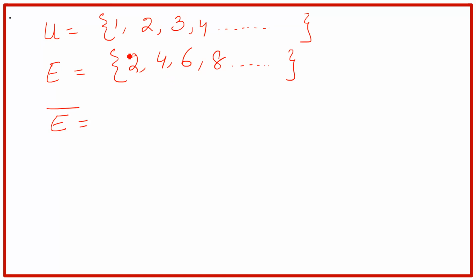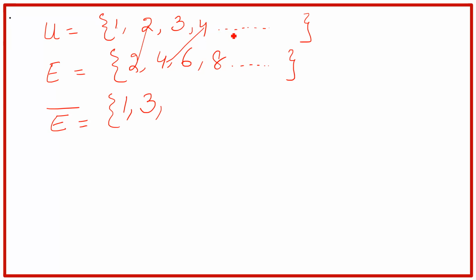E complement is the elements which are present in U but not in E. So simple, U minus E. So see, 1 is here, 1 is not in E, we will write down 1. 2 is in E, we will not write it down. Then 3 is present in U but not in E, so this is 3. 4 is present in E, we will not consider it.